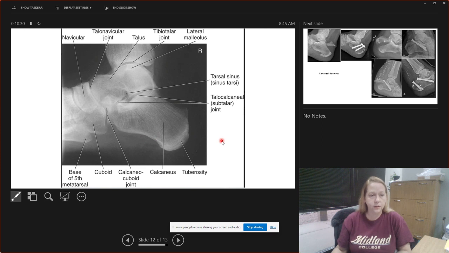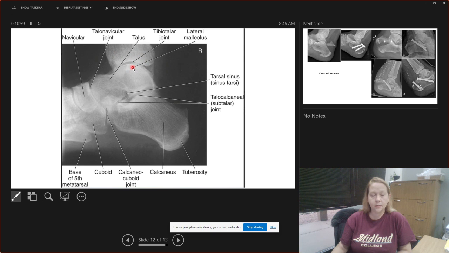So here's what we're going to be looking for on a lateral calcaneus. Right up here we have the navicular bone, remember, and then we have the cuboid bone. Over here off to the side is the base of the fifth metatarsal. This is the talonavicular joint, and this whole bone right here is the talus. Remember, the talus is on the top. Up here we have the tibia, and the fibula is on the other side.